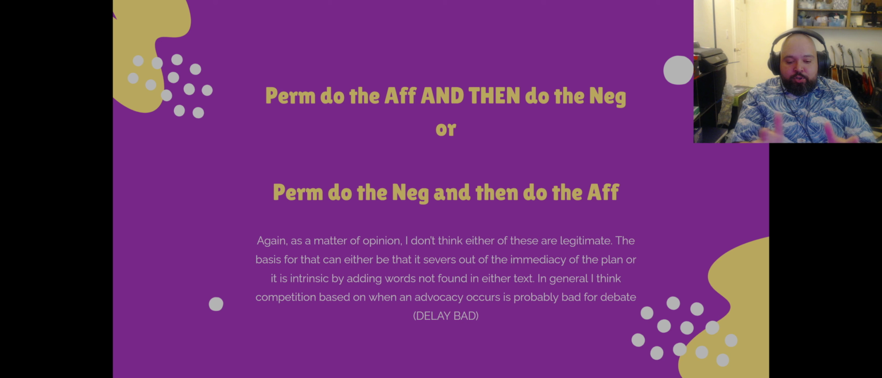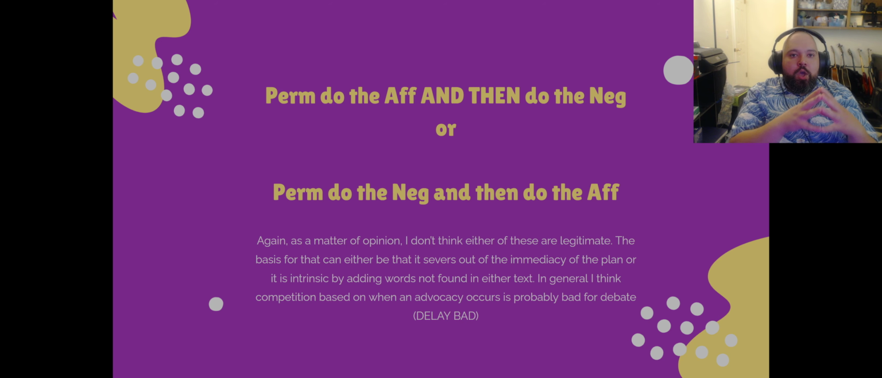They get to the alternative and they go, okay, on the alternative, first is perm do both, next perm do the AF and then do the negative, and also the third perm is perm do the negative and then do the affirmative, and then they just start talking about the alt. As a matter of opinion, I don't think either of those are legitimate. I don't think any of those three things, even perm do both, are permutations.